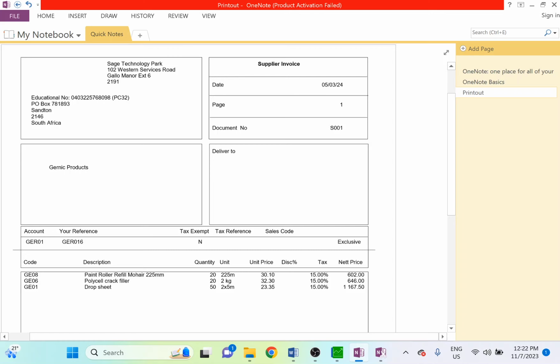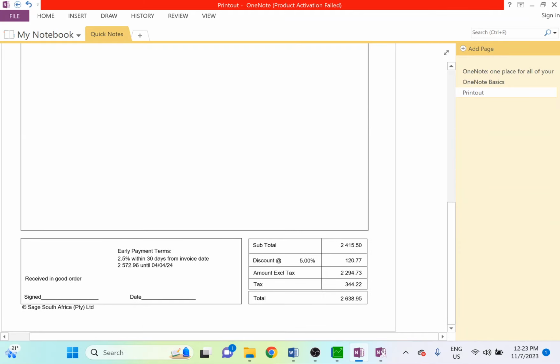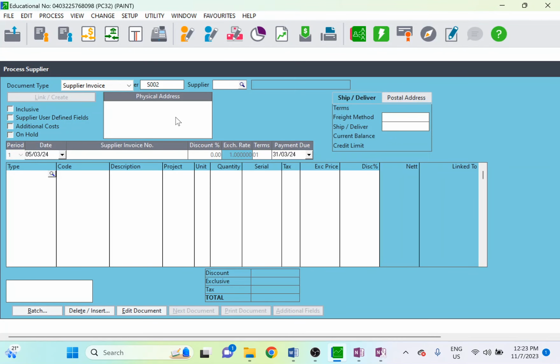This is how your invoice was supposed to be like. You were getting 1 mark for date, second mark for selecting the correct code GER01, 1 mark for reference. You were getting 1 mark per transaction, and then also 1 mark for discount, 1 mark for any payment terms. Total was 8 marks. And then we are done with purchases from suppliers.